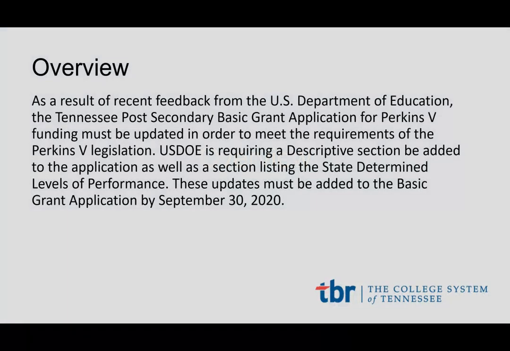As a result of recent feedback from the U.S. Department of Education, the Tennessee Post-Secondary Basic Grant application for Perkins V funding must be updated in order to meet the requirements of the Perkins V legislation. USDOE is requiring a descriptive section be added to the application, as well as a section listing the state-determined levels of performance. These updates must be added to the Basic Grant application by September 30th, 2020.